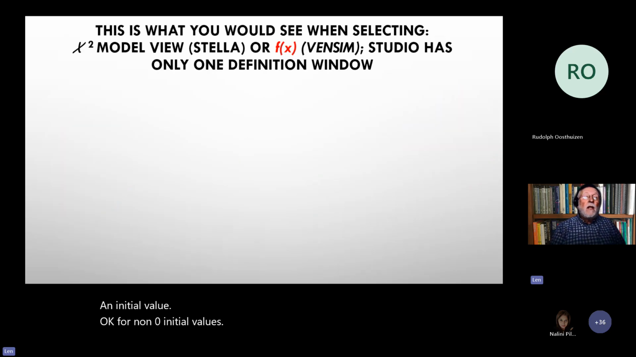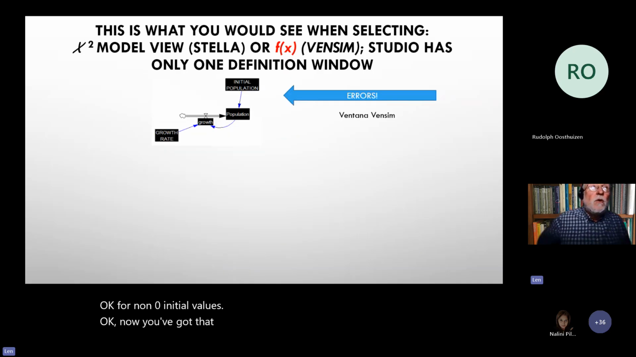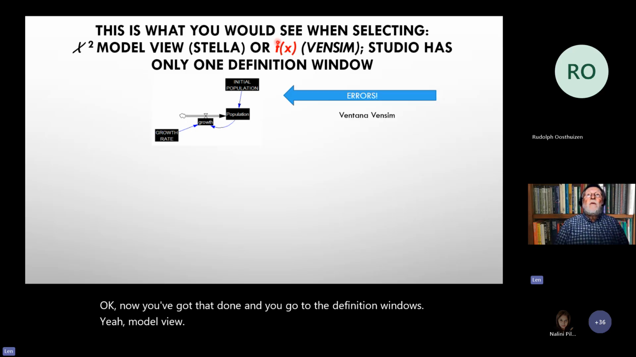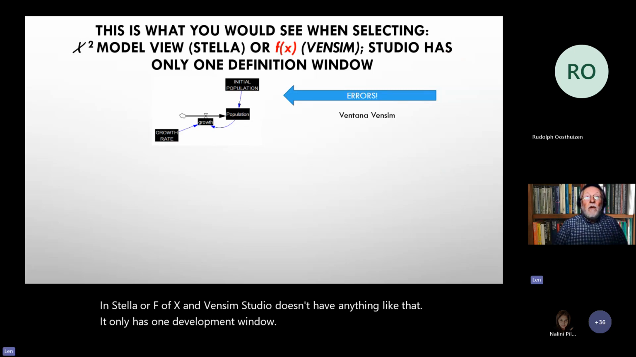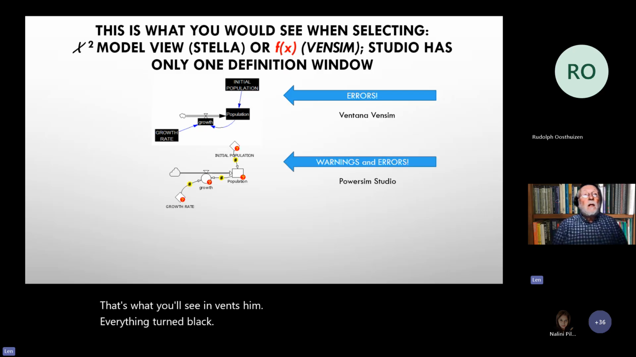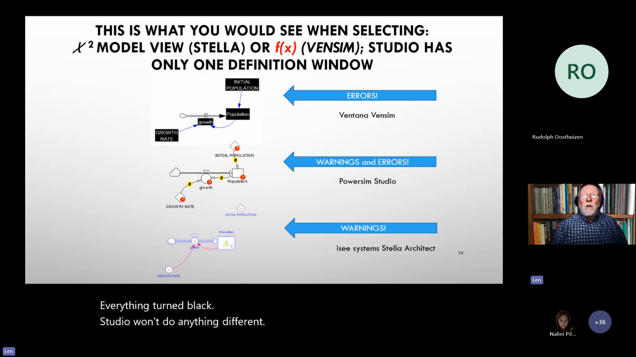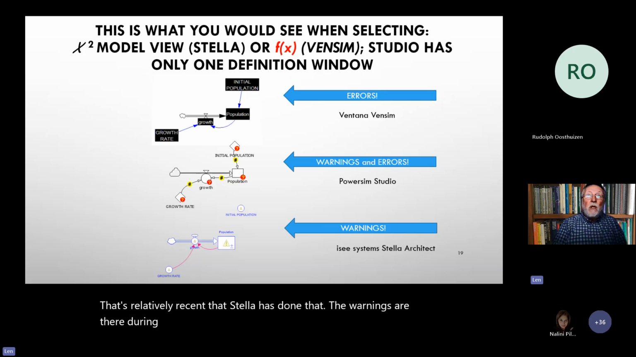Okay, now you've got that done and you go to the definition windows. Model view in Stella or f(x) in Vensim. Studio doesn't have anything like that. It only has one development window. That's what you'll see in Vensim. Everything turned black. Studio won't do anything different, and Stella will keep up the warnings. It's relatively recent that Stella has done that, the warnings are there during construction and during definition of the equations.